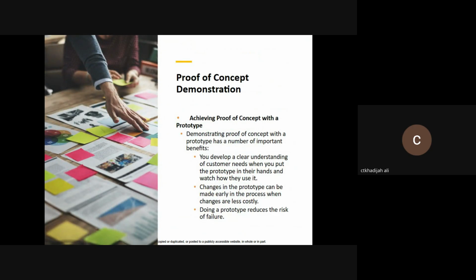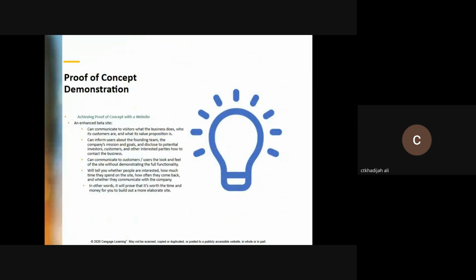Achieving proof of concept with a prototype. Demo proof of concept with a prototype has a number of important benefits. First, to develop a clear understanding of customer need, that you put the prototype in their hands and watch how they use it. Changes in the prototype can be made in the earlier process when changes are less costly. So that's why you need to have your alpha test to beta test. Right? Doing a prototype reduces the risk of failures. The failures can happen, but the chances are small.